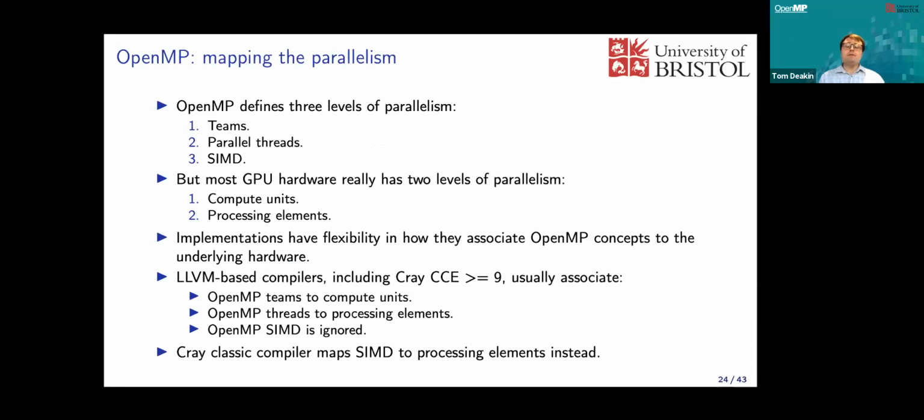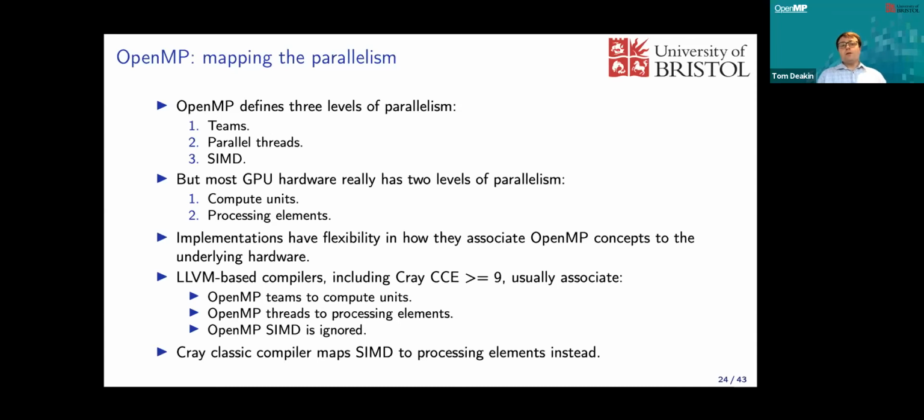So OpenMP defines 3 levels of parallelism. We have teams, we have parallel threads within a team, and SIMD, and it's a SIMD thread. So this is a proper nested hierarchy where we can have a league of teams, and each team has a number of threads, and each of those threads may be executing vector SIMD instructions.